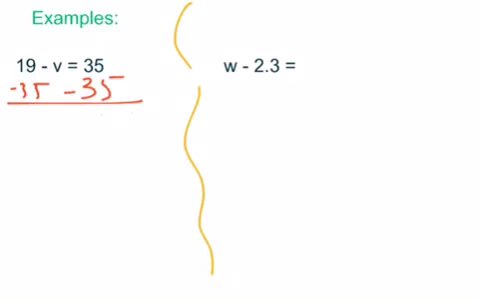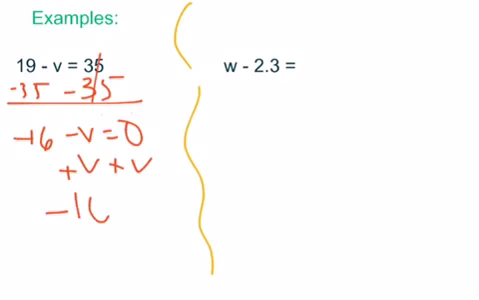Okay, so then we have negative 16 minus v equals 0, because these canceled out. Okay, we're going to add v on both sides, to get a positive variable. So then we have, it's negative, sorry. We have negative 16 equals v. Okay, that was a similar problem, so that's why I got the same answer there.